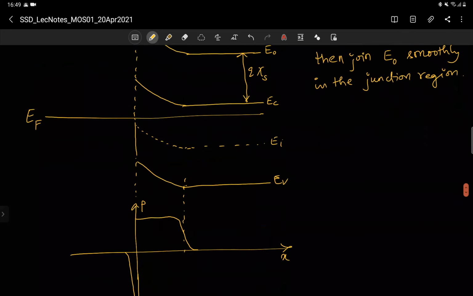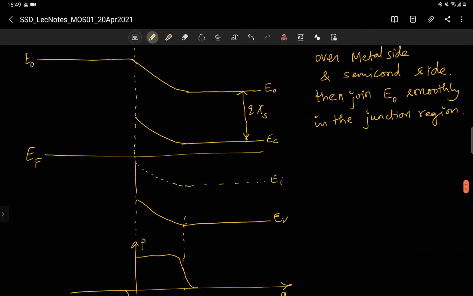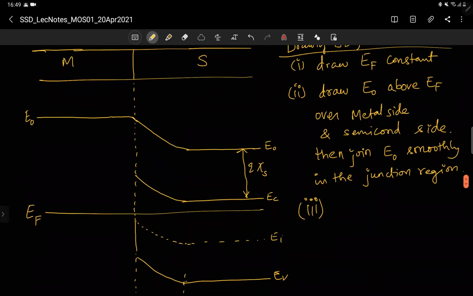Okay, so this is the picture we have. Now if you see what happens and why it gives rectifying characteristics is as follows. So I told you about this metal semiconductor junction. Now let me complete this, because I might ask you to draw a p-type metal semiconductor junction. When the semiconductor is p-type, I might ask you as an assignment, so know how to draw this. So after you draw E naught on both sides and join smoothly, finish.